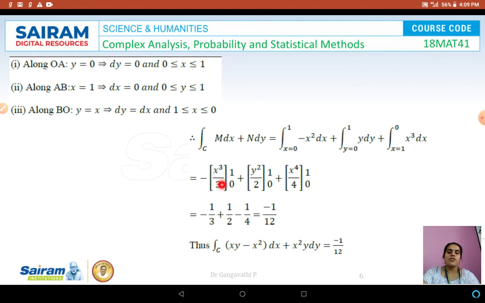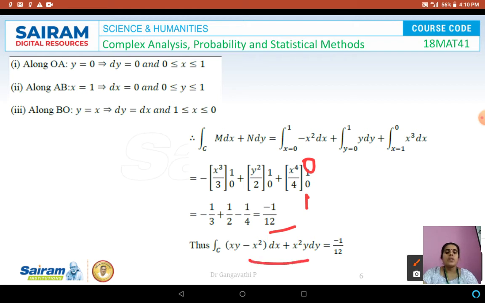Integration of x square is x cube by 3. Integration of y is y square by 2. And integration of x cube is x to the power of 4 by 4, between the limits 0 and 1. So here it is 1 and 0. So on substituting the limits and simplifying, we get the answer as minus 1 by 12.